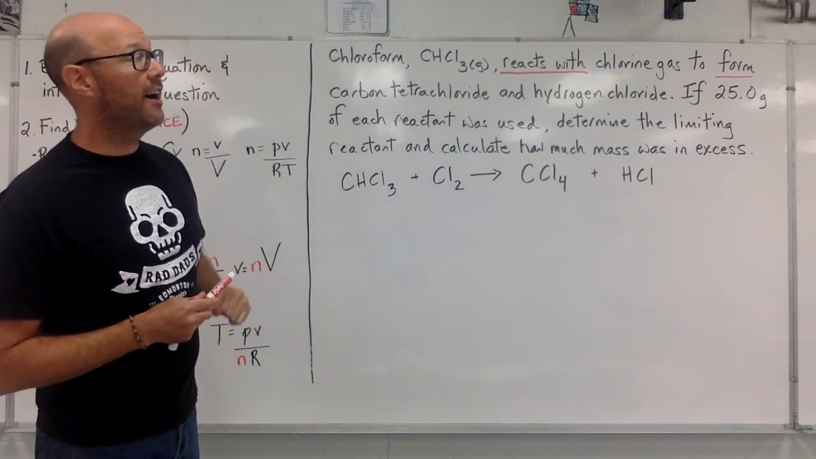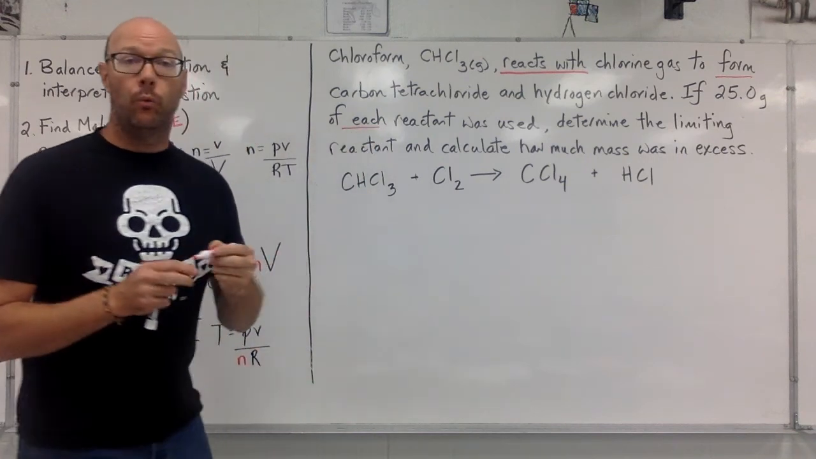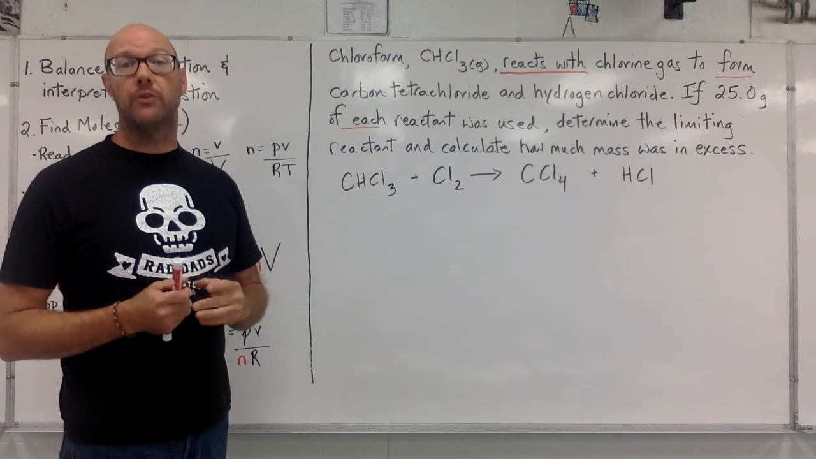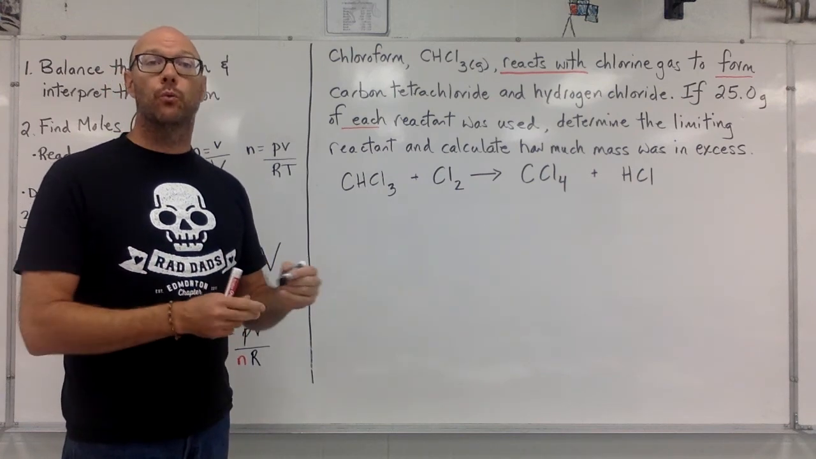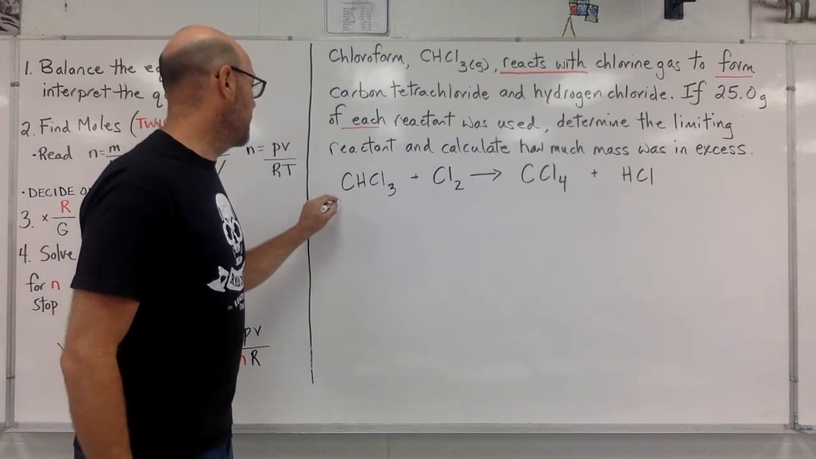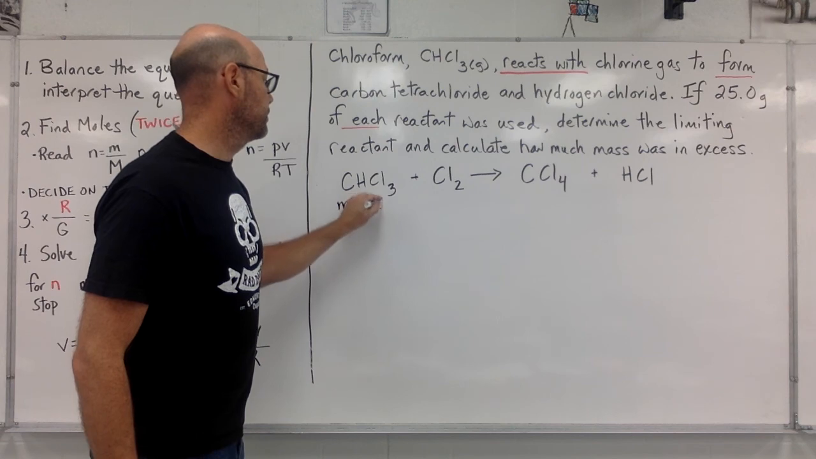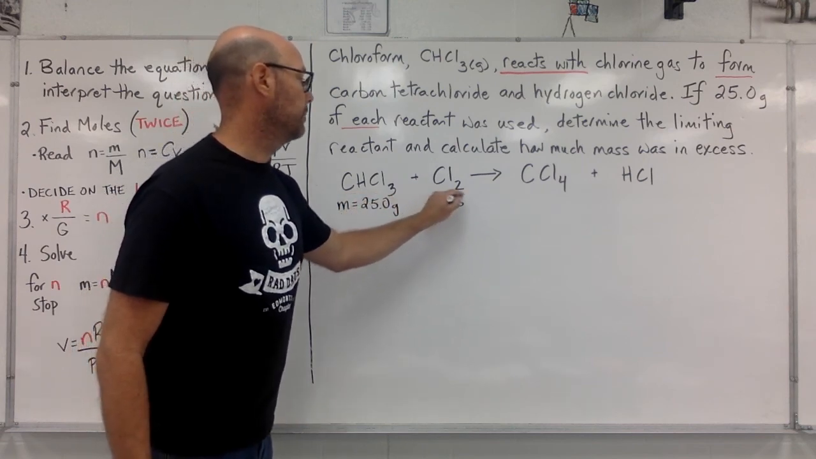If 25.0 grams of each reactant was used, determine the limiting reactant and calculate how much mass was in excess. 25.0 grams of each reactant. So this means here the mass is 25 grams. And for the chlorine, the mass was 25 grams as well.